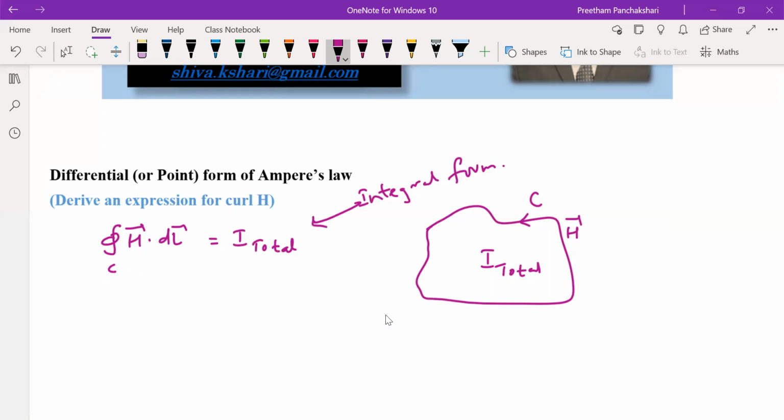That means the magnetic field and the closed path both should be symmetric with respect to each other. Then only the evaluation of this integration of H is possible. When H and dl are symmetric, H becomes constant over the integral path and can be taken out, and the integration complexity decreases. So that's why Ampere's law in integral form has limited applications. You cannot apply it everywhere.